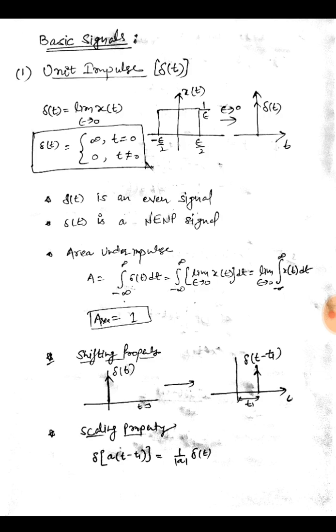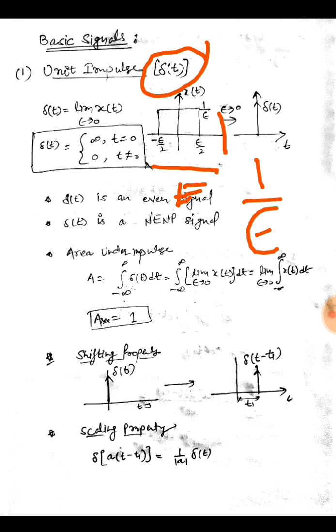It is denoted by delta t, where t is the time and it is the variable. This is a one-dimensional signal which is varying with respect to time. If we take a rectangular function x(t) whose width is e, that is from minus e by 2 to e by 2, and the amplitude is 1 upon e.